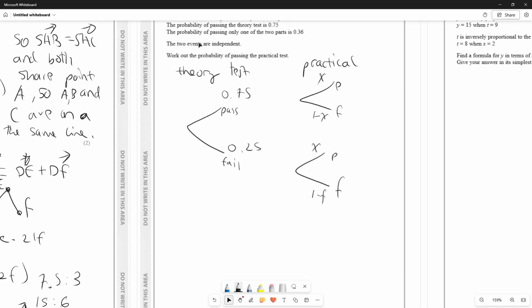Now, it says here, the probability of passing only one of the two parts is 0.36. So we can either pass the theory and fail the practical, or we can fail the theory and pass the practical. This would give us our new equation. This would be 0.75 times by failure, which is 1 minus x, plus 0.25x, because we fail when we pass, and because we're going through each branch, we multiply. And we know that this is 0.36.